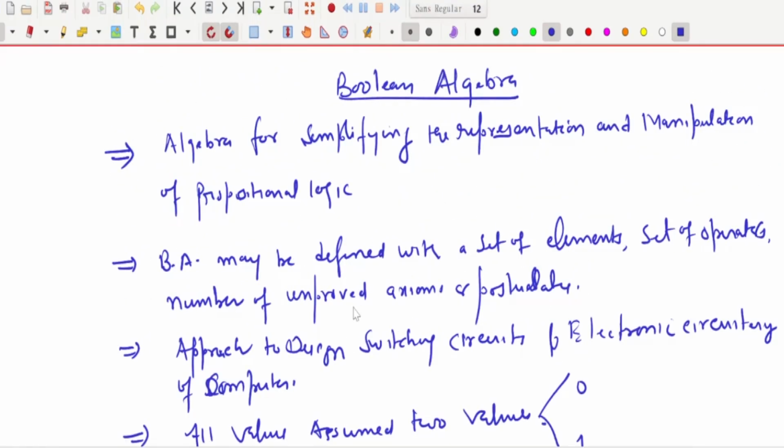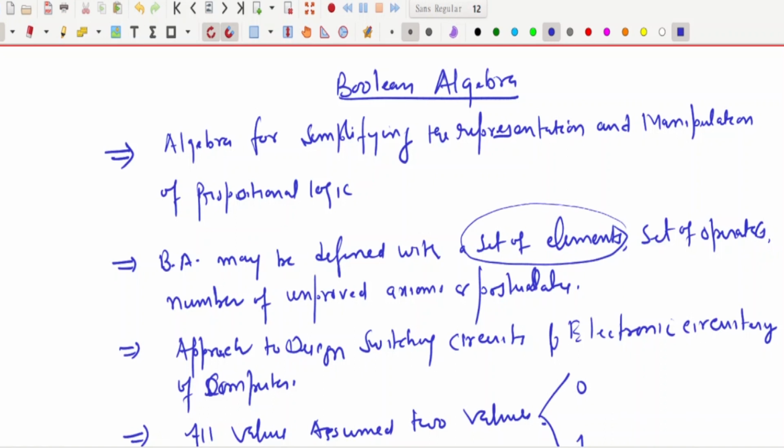Now the question is, what is Boolean algebra? Generally, Boolean algebra is the algebra used for simplifying the representation and manipulation of propositional logic. So this is an algebra used for representation and manipulation of propositional logic, and Boolean algebra may be defined with a set of elements and a set of operators.